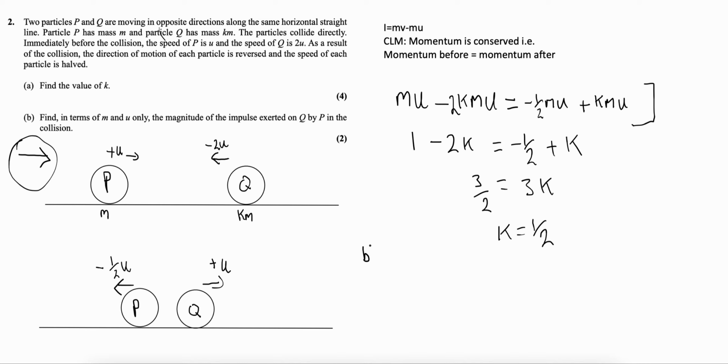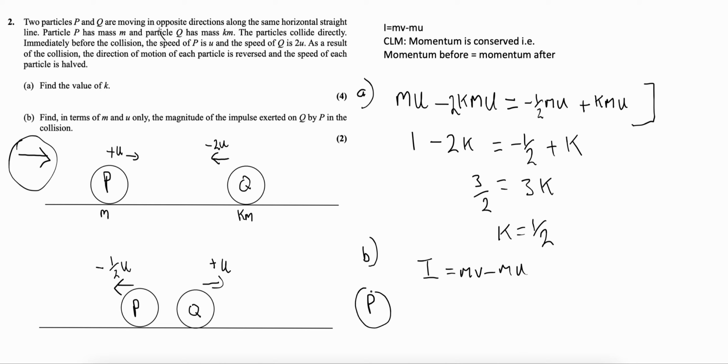Moving on to part B. Find in terms of m and u only the magnitude of the impulse. So we know our impulse formula is mv minus mu. So we can choose, do we want to find the impulse of P on Q or the impulse of Q on P? Both of those are the same, so I'm going to pick P.